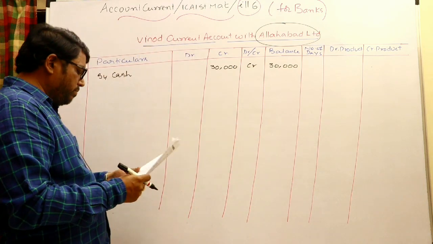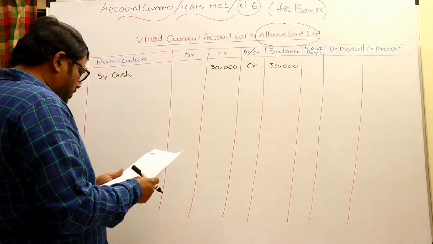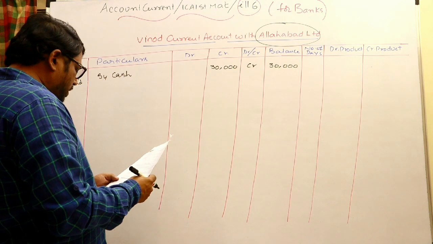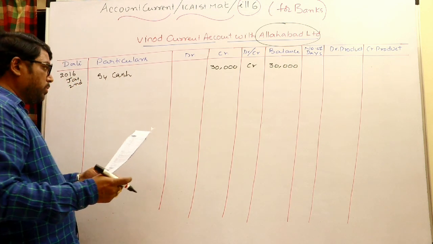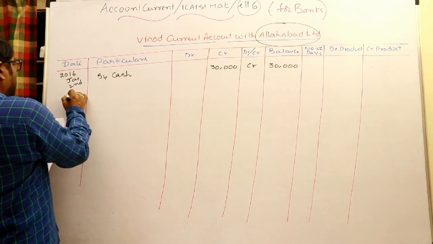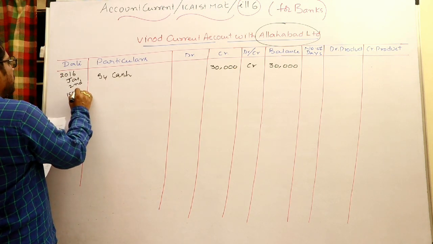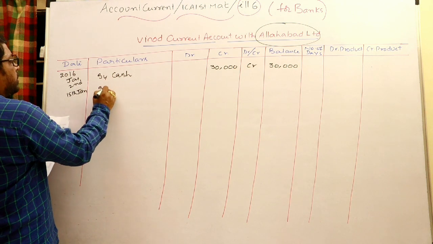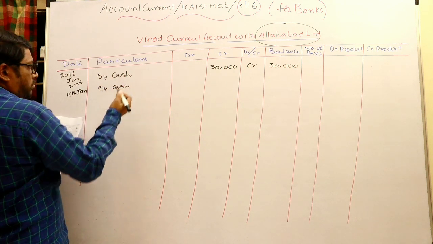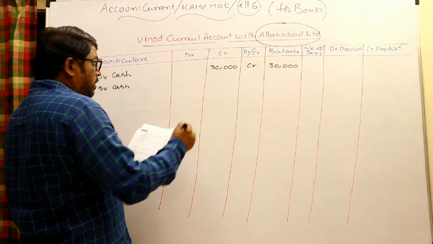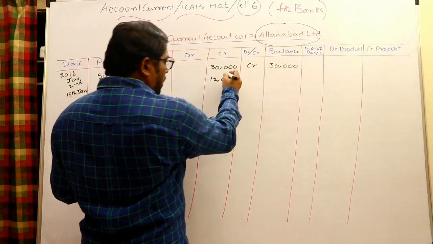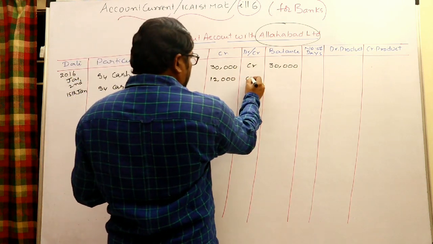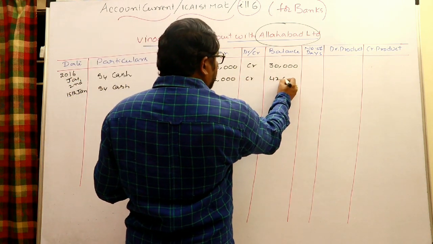So look at when the next transaction took place in the given situation. 15th January, in chronological order. Again there is a deposit of 12,000, by cash. 12,000 deposit. Obviously the earlier deposit of 30,000 plus 12,000, there is a credit balance of 42,000.